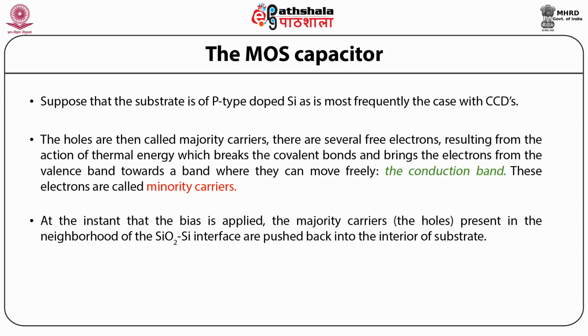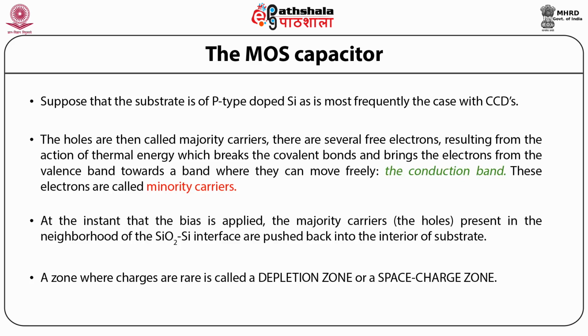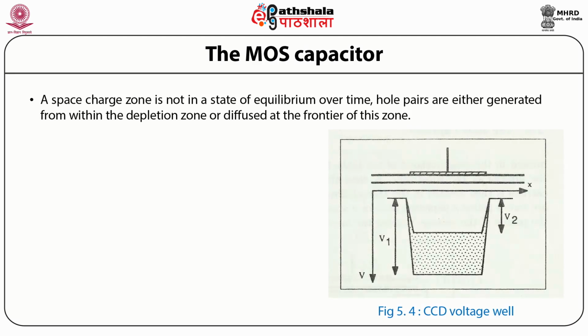At the instant that the bias is applied, the majority carriers, the holes present in the neighborhood of the silicon dioxide interface, are pushed back into the interior of the substrate. A zone that is almost empty of majority carriers is then created in the area of the interface. A zone where charges are rare is called a depletion zone or a space charge zone. A space charge zone is not in a state of equilibrium over time.